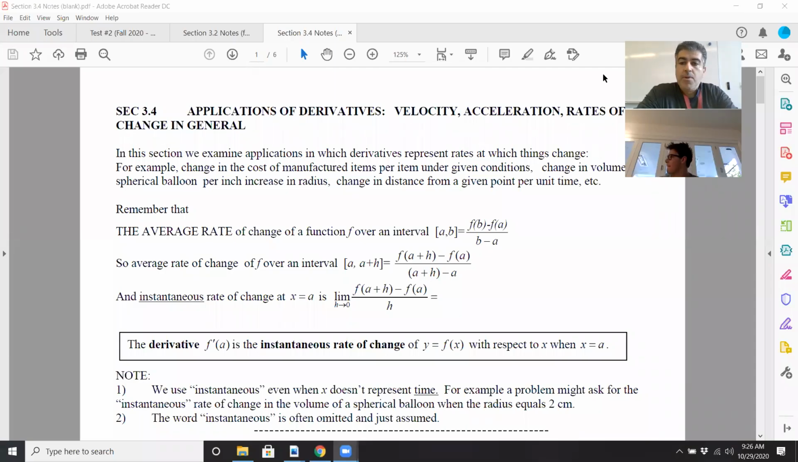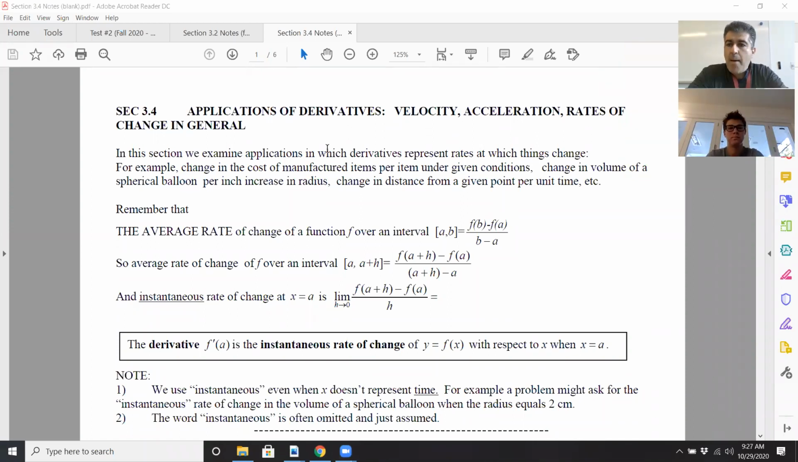Now, okay, so we're doing a recording on the beginning of the section 3.4 notes. So this is an application of derivatives: velocity, acceleration, rates of change in general. So we read this out loud. In this section, we examine applications in which derivatives represent rates at which things change, right?